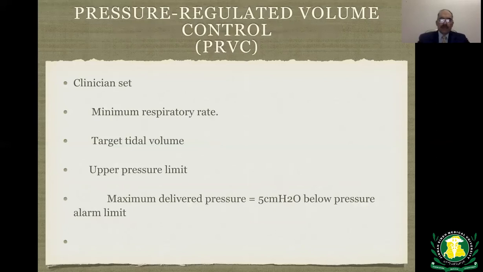Pressure regulated volume control. In this, the clinician sets the minimum respiratory rate, picks the tidal volume, and also sets the upper pressure limit. So what it does, the ventilator in this mode senses the exhaled tidal volume. Let's say you want to have a tidal volume of 500, and the first breath was 400 tidal volume. So the ventilator senses how much exhaled air came, and then accordingly increases the pressure for the next breath in order to keep a tidal volume of 500.